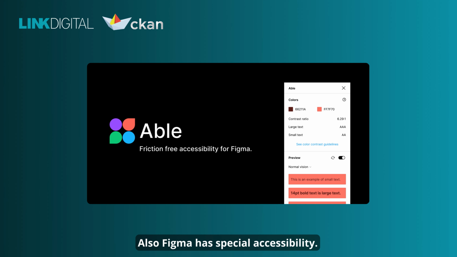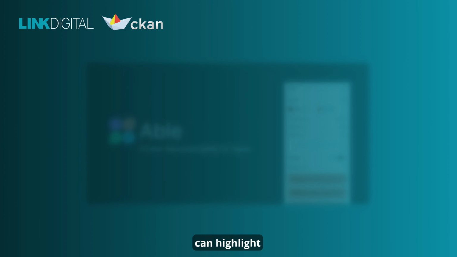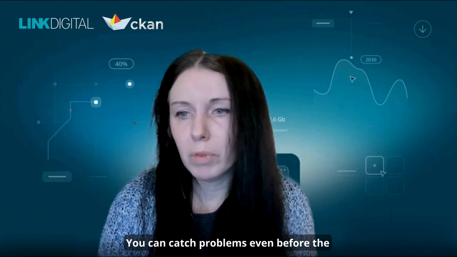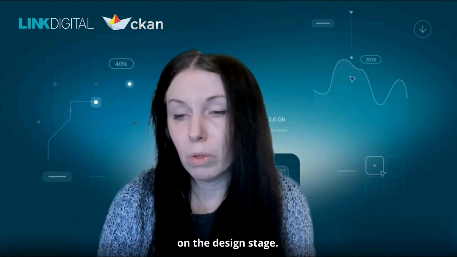Also, Figma has special accessibility assistants. They can highlight where you have problems in your interface and quickly check accessibility issues. You can catch problems even before the development phase, so at the design stage.